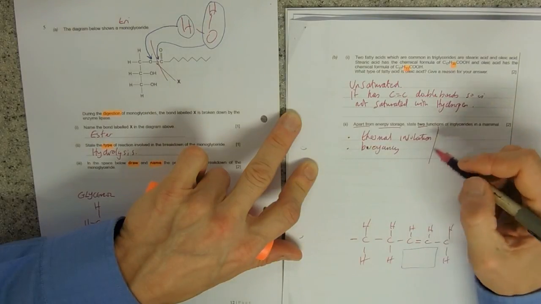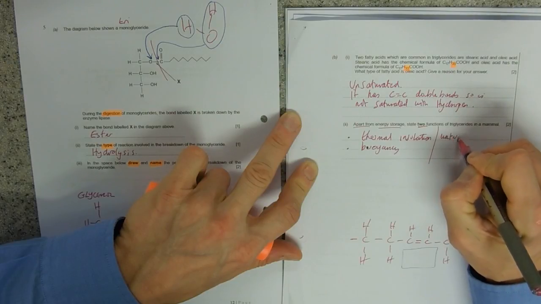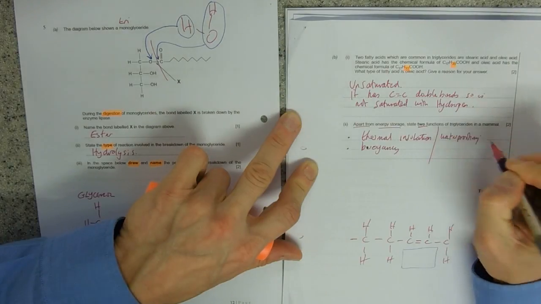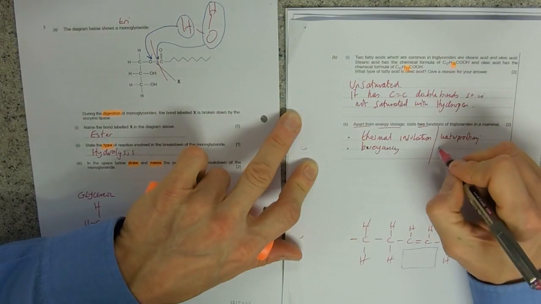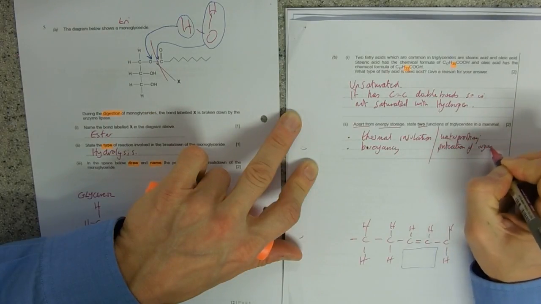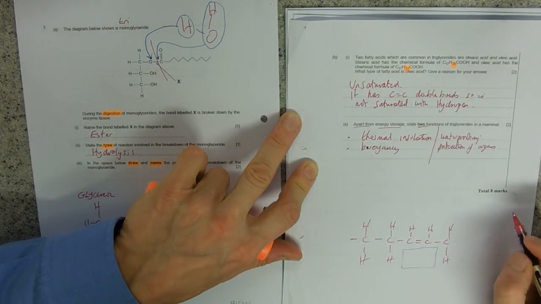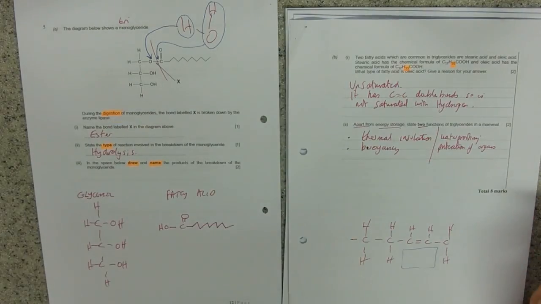So those will do. We could have waterproofing of fur or skin, waterproofing, protection of organs against shock, a source of metabolic water, and so on. And that will give you 8 marks.